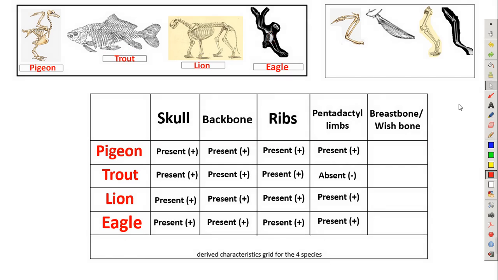We can finish completing our grid. Trout and lion don't have a characteristic, so the characteristic is absent. However, the eagle and the pigeon have this characteristic. Alright, we've got our grid. We can now build the phylogenetic tree.